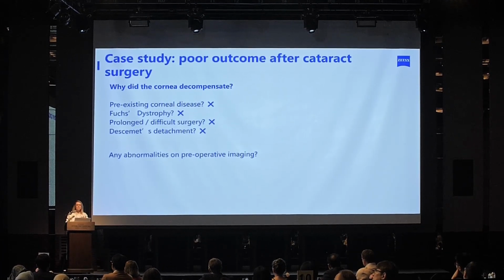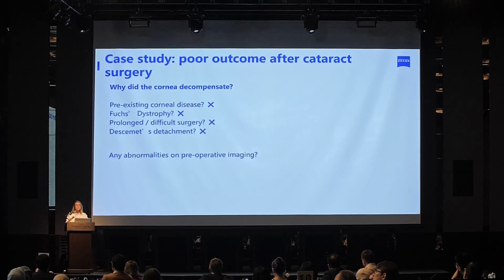He could see no corneal disease on the patient. There was no Fuchs in the fellow eye. Surgery was normal. There was no Descemet detachment found on anterior segment OCT. Were there any clues on the pre-op imaging? And in fact, yes, there were.